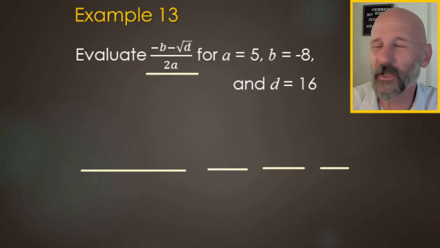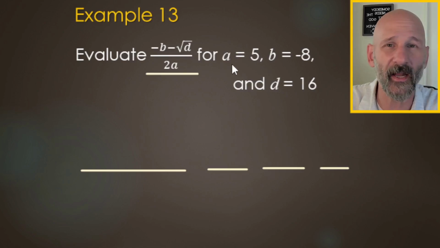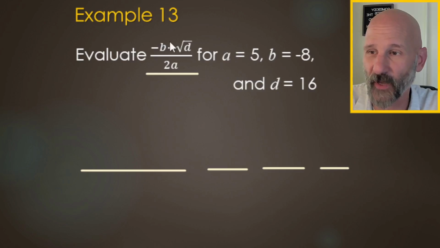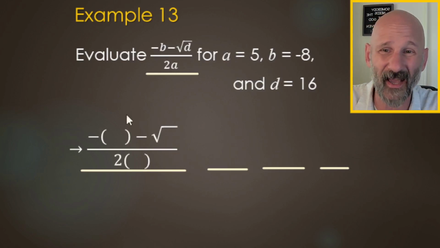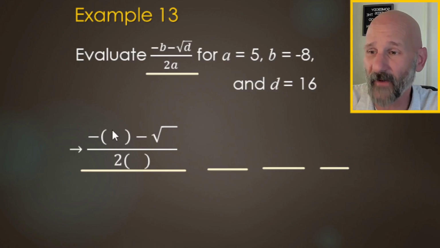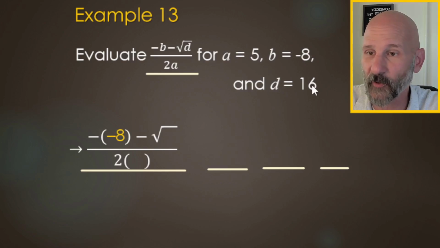All right, so here we go with negative b minus the square root of d over 2a, right? And here's our values. We have a is 5, b is negative 8, and d is 16. Okay, so we're going to replace these values in for a, b, and d here. So it's going to kind of look like this, right? And the value here, that's going to be b, and b was negative 8, so we're going to have a negative 8. And then the d is going to be replaced with a 16, so that's going to go right there. And then 2 times a, the a right there is going to be a 5. So there we go, 5.